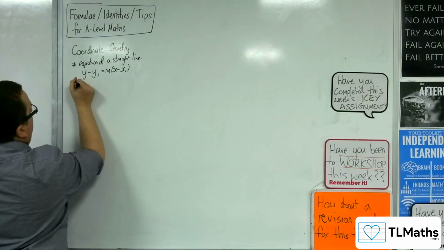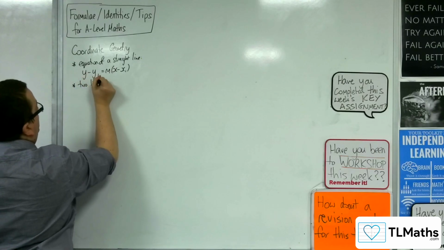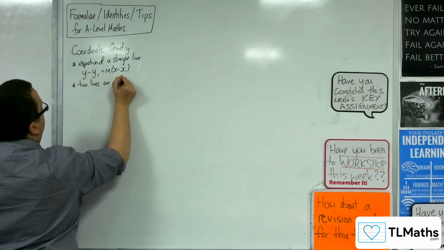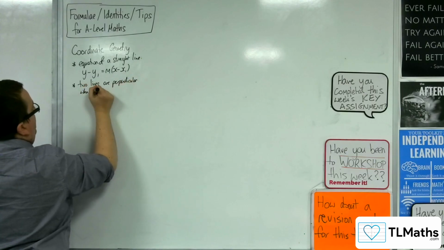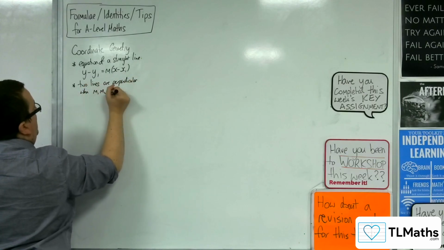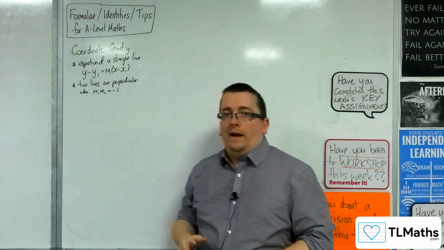And secondly, that two lines are perpendicular when their gradients multiply together to make -1. Okay, two really useful facts there.